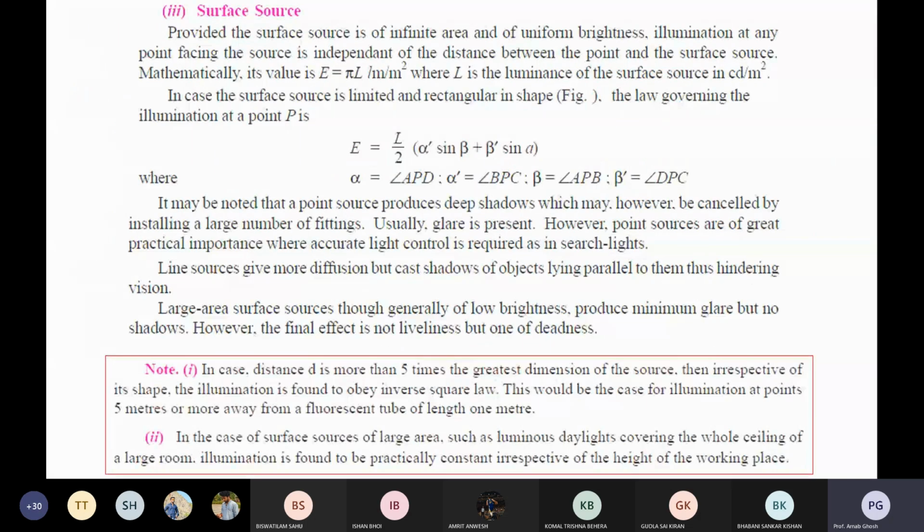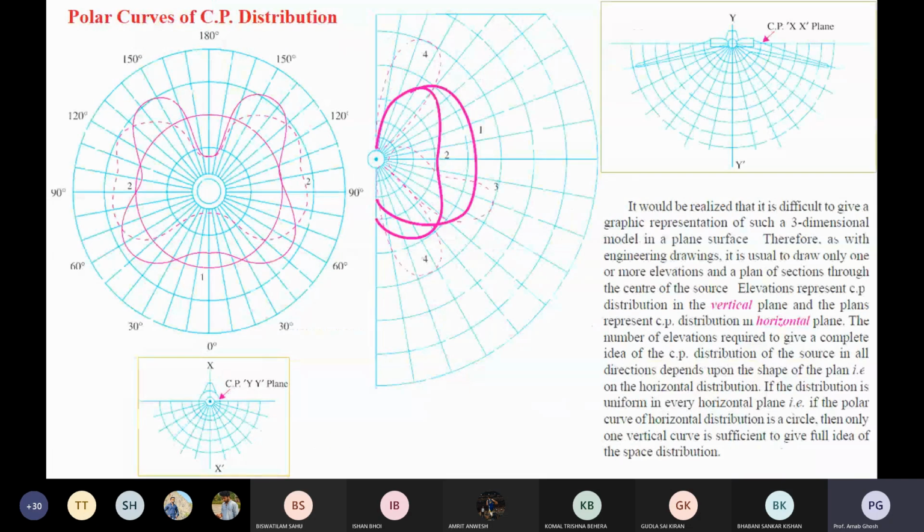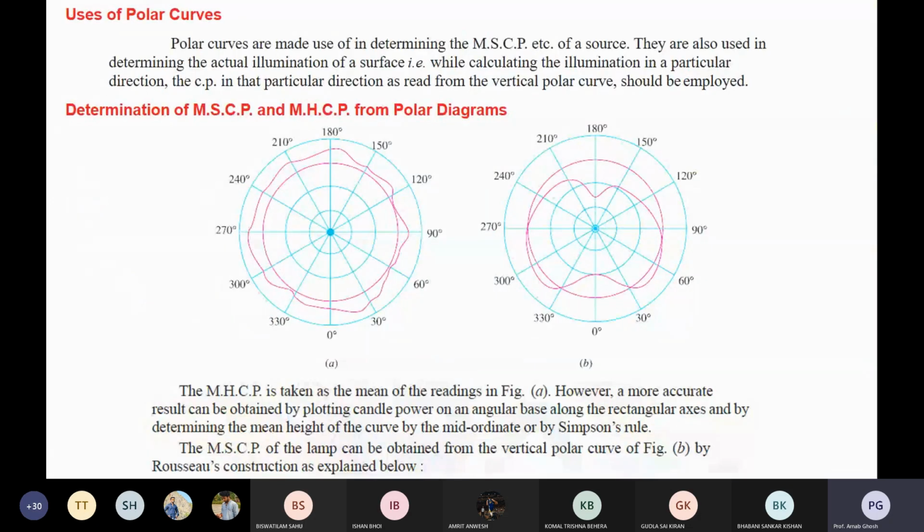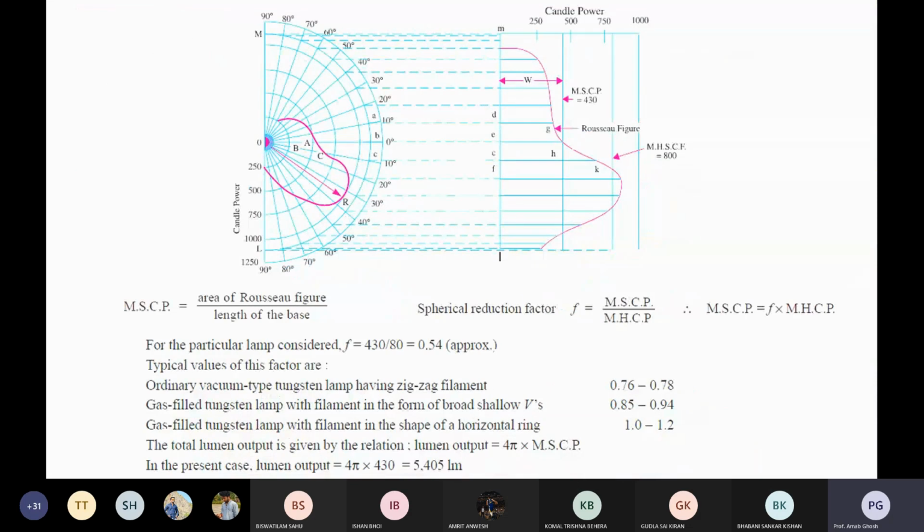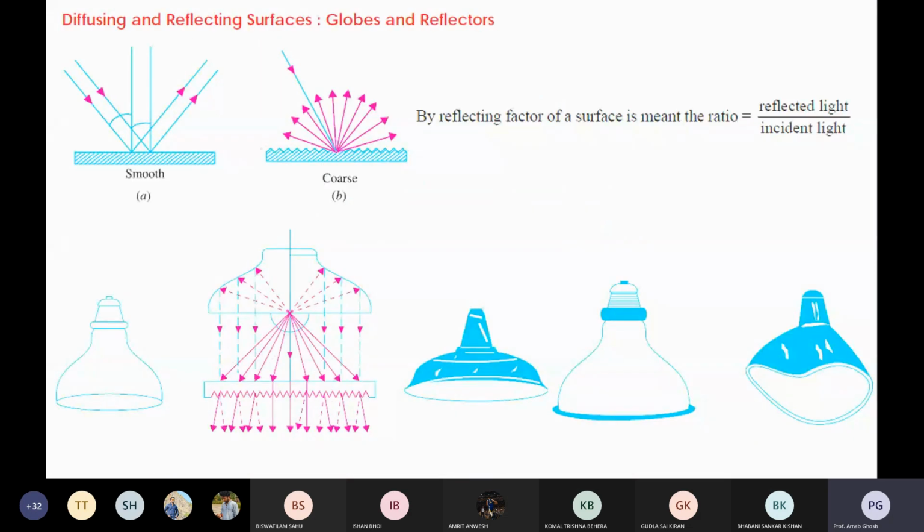Then the polar curve, meaning candle power distributions, how they look and what the different types of polar curve are. After that I'll discuss MSCP and MHCP, horizontal and spherical candle power diagrams on the polar curve, then some basic calculations on it. After that, the different laws of lighting, I will discuss in today's class.